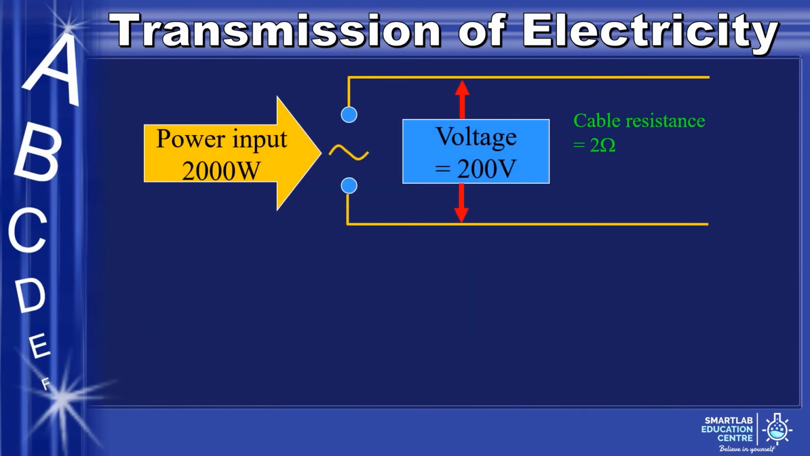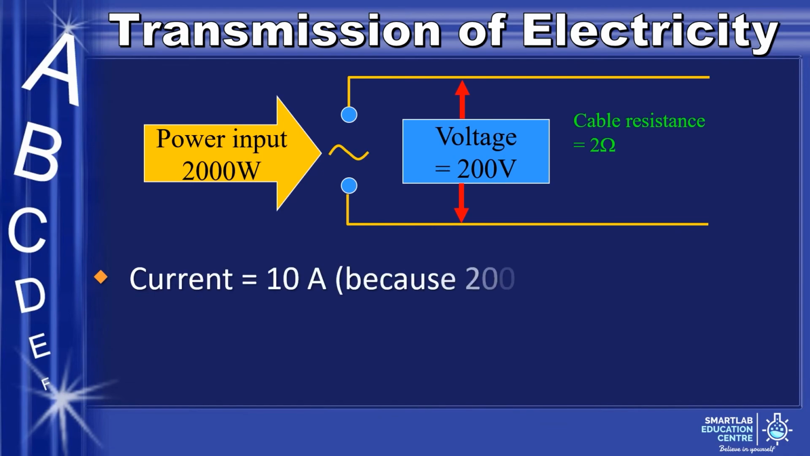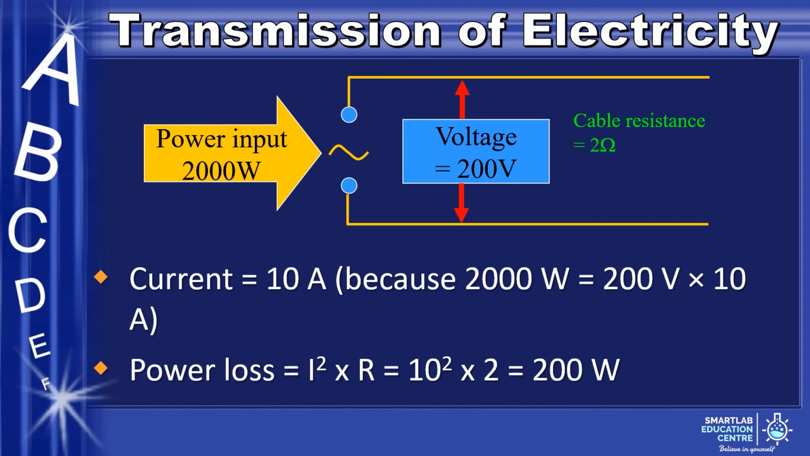Alright, what if we reduce the voltage to 200 volts? This increases the current to 10 amperes. Hence, we will use the power loss equation to give us 200 watts. That is so much more power loss compared to the previous one. Hence, a high voltage reduces heat loss.